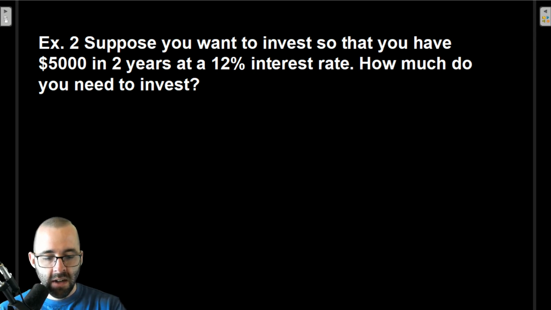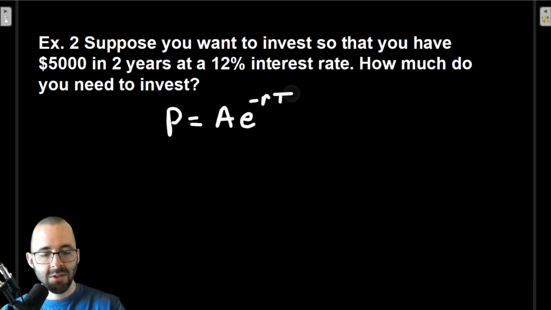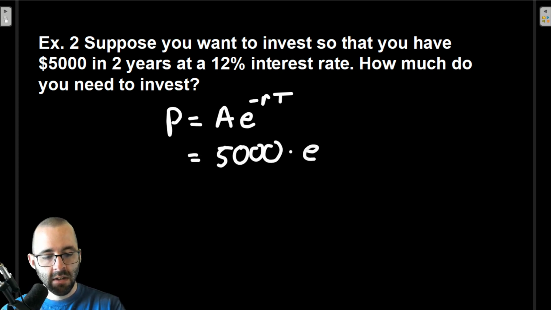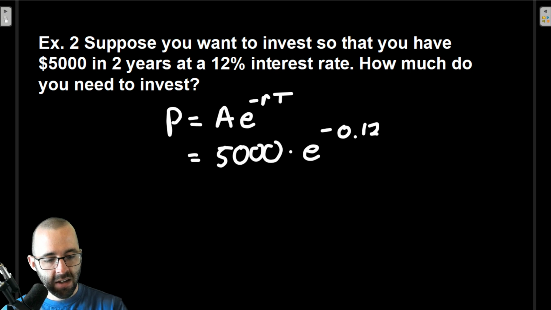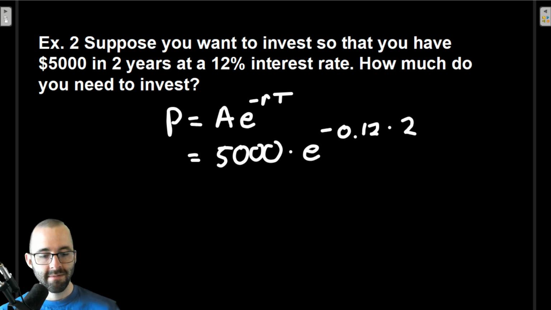The present value is equal to the amount that we want times e to the negative rt, where r is our interest rate. Well, we want $5,000 at an interest rate of 12%. Do not forget to make r a decimal, or I will get very angry with you. I will start shouting while I'm grading your quiz on that audio recording. And we want this after 2 years. There we go, we just plug it in.